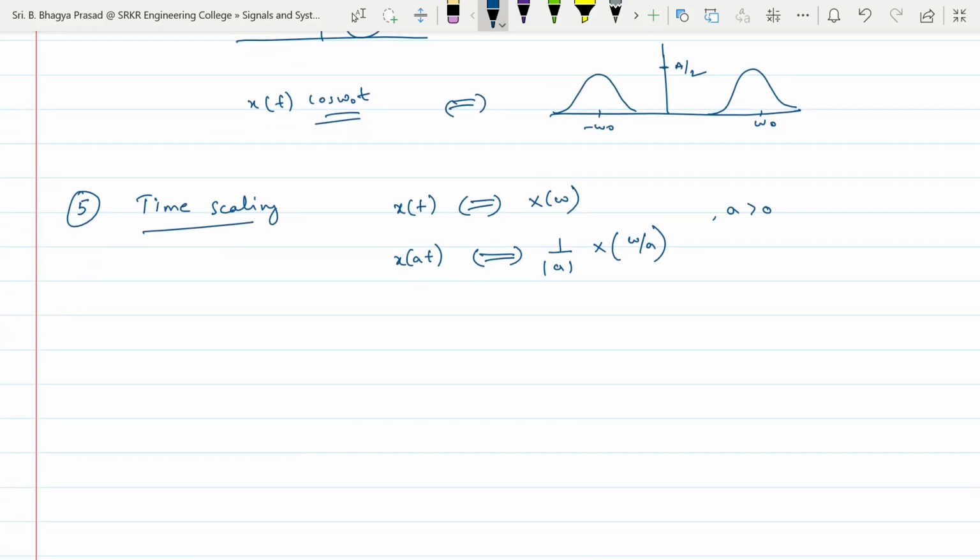So this is the time compression of the signal, related to spectral expansion, or time expansion of the signal, which is related to spectral compression. Time compression, spectral expansion; time expansion, spectral compression. So you can relate time compression with spectral expansion, and time expansion with spectral compression.